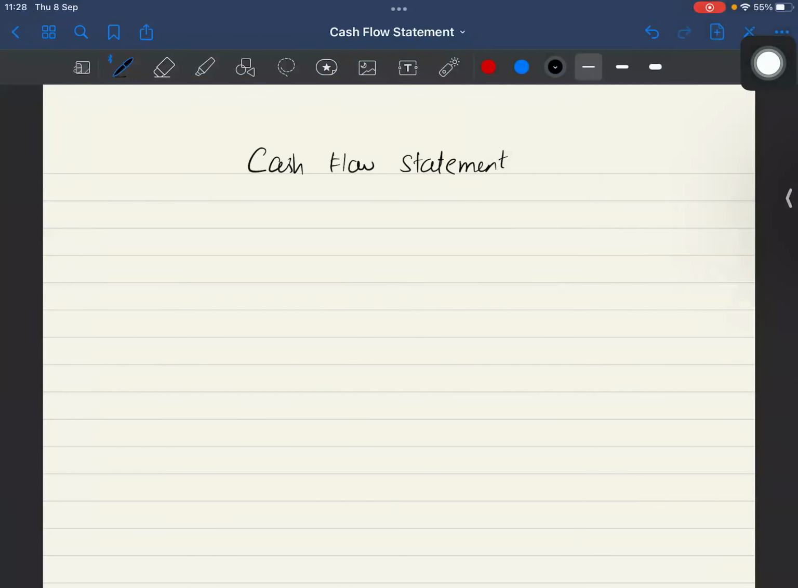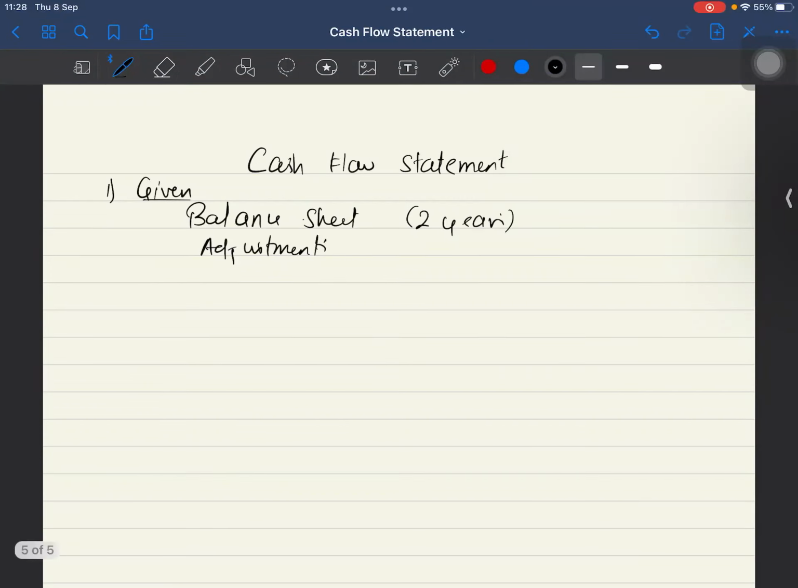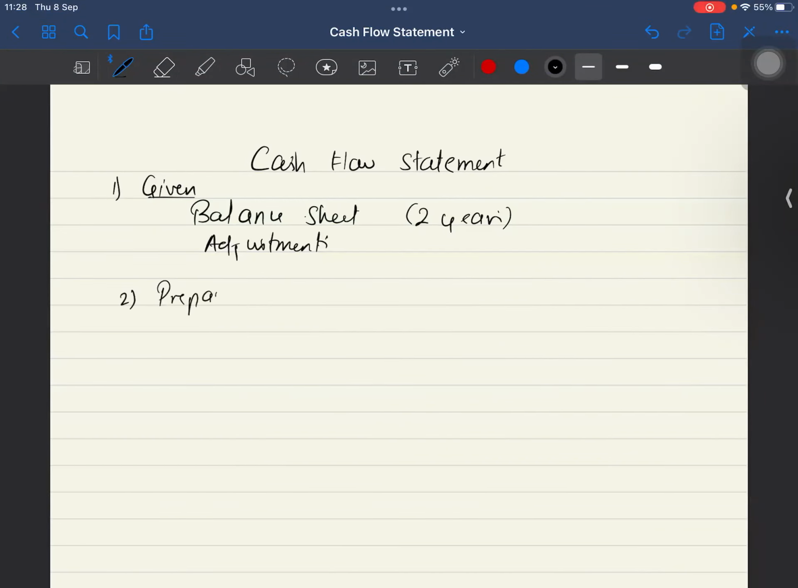What is there in the chapter, what will you have to do in the chapter, I will tell you both. The very first thing, what will be given in the question: you will be given a balance sheet of 2 years so that you can compare. And you will definitely be given some adjustments. You need to prepare the cash flow statement and the working notes. Correct? We'll take one by one and understand each and every concept.